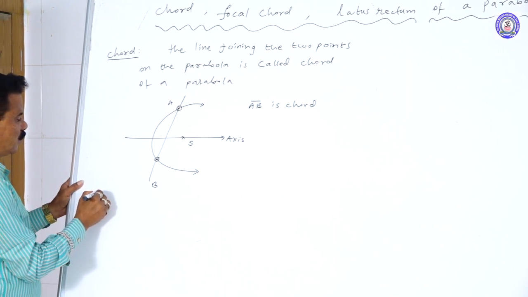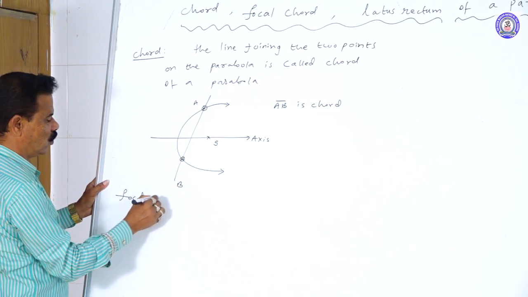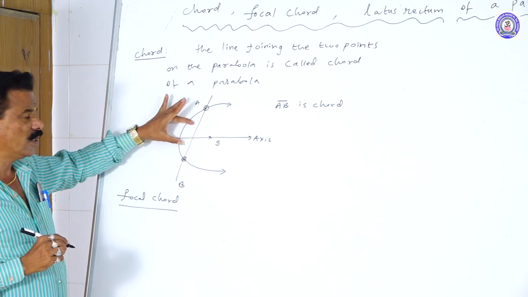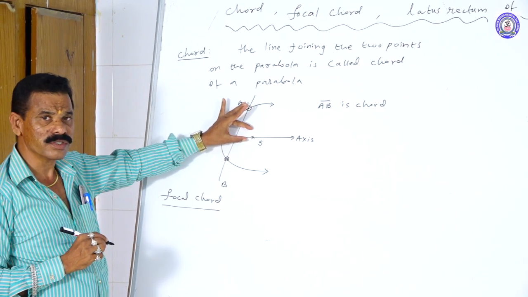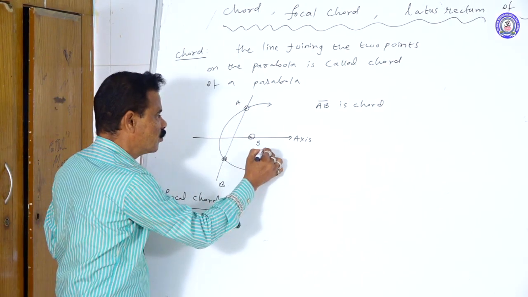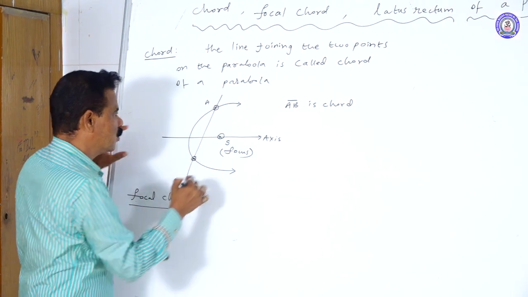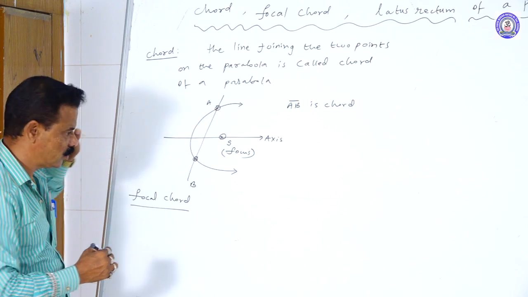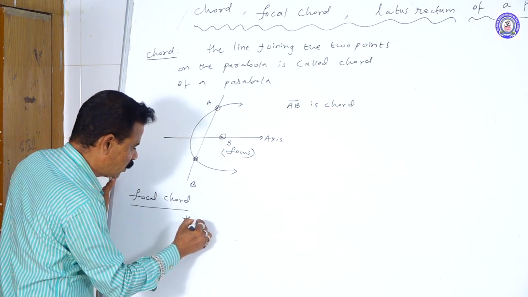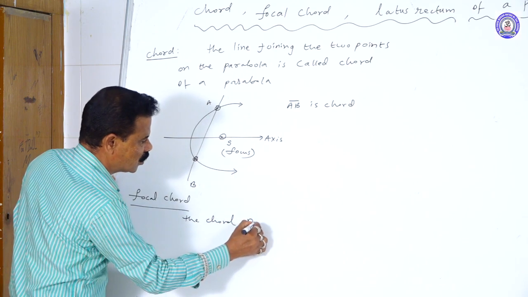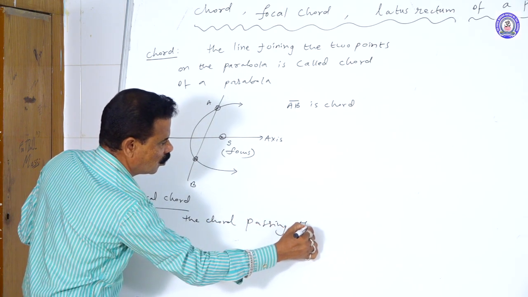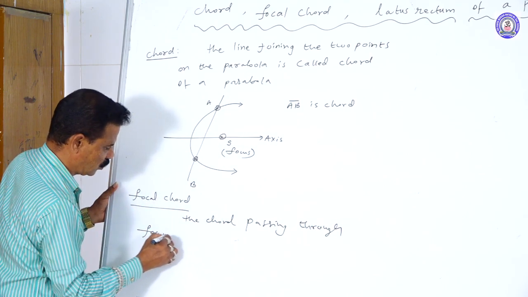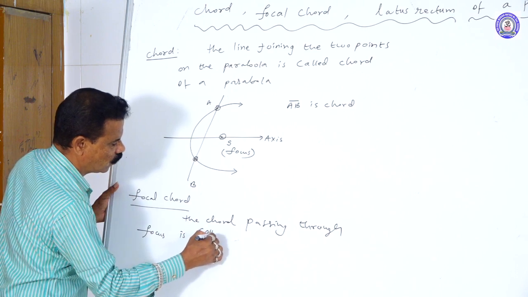After this, focal chord. Focal chord means this chord is passing through the focus. This is the focus. This chord passing through the focus is called a focal chord. The chord passing through the focus is called a focal chord.